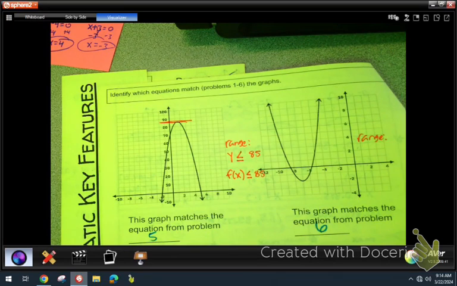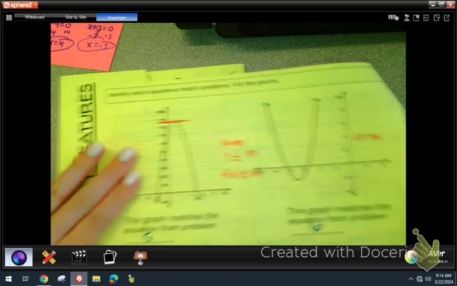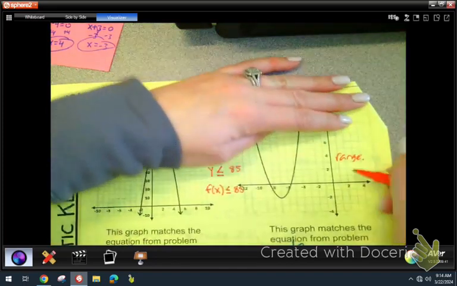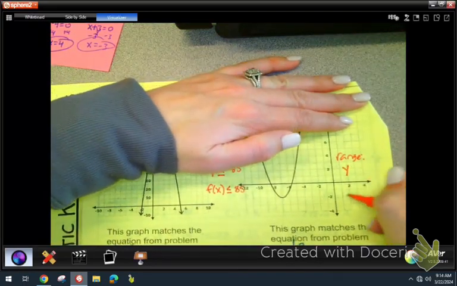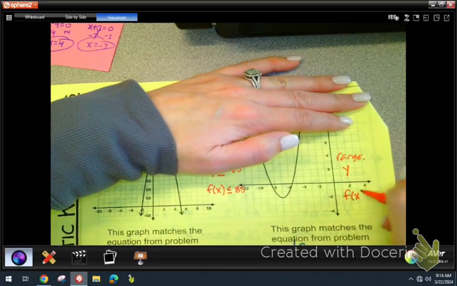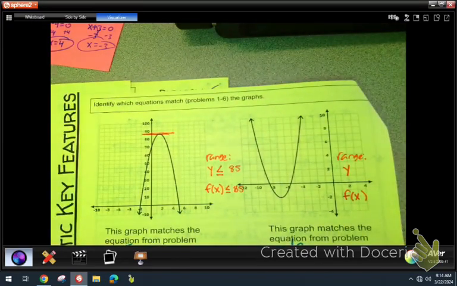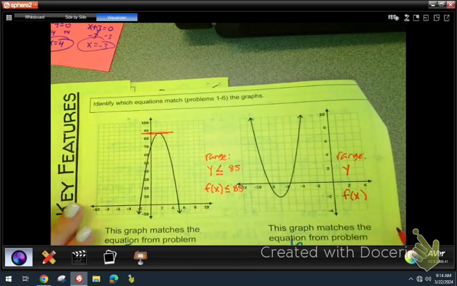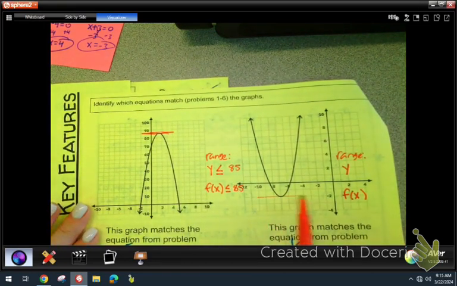What about this one right here? How would we do our range shorthand? What do we start with? Y or f of x. Okay, again, either one. And if you're writing it in, just use y. I just want you to know if it's multiple choice, it may say that. What's our boundary?